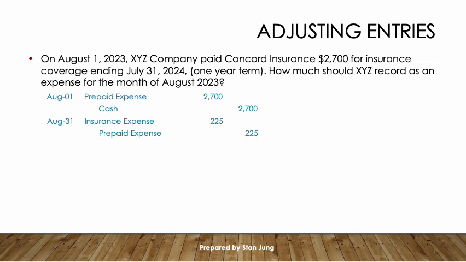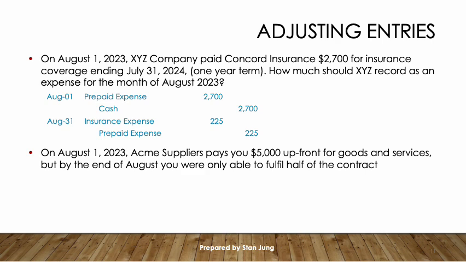Let's take a look at one more example. On August 1st, 2023, Acme Suppliers, one of your customers, pays you $5,000 up front for goods and services. But by the end of August, you are only able to complete half the contract. And so once again, on August the 1st, when Acme Suppliers has made the payment to you, we will recognize the receipt of cash. It will be credited to unearned revenue. Unearned revenue is a liability account. And it's a liability because we have not done the work yet.